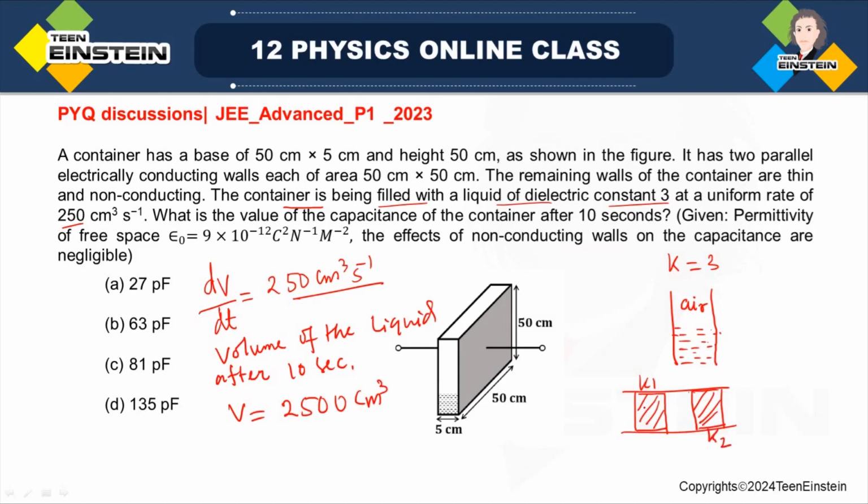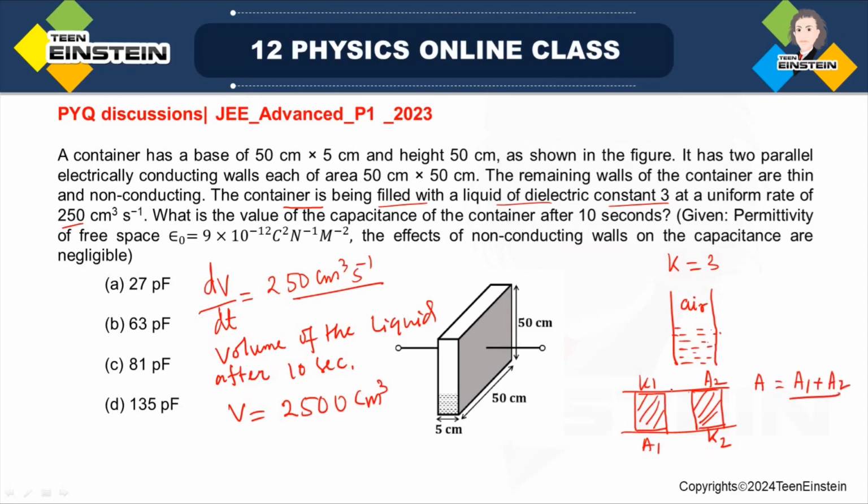I'm just drawing this for the sake of distinction. Suppose the gap between them is very, very small. Then the areas will be different for these two, A1 and A2. The total area A will be the sum of these, isn't it?